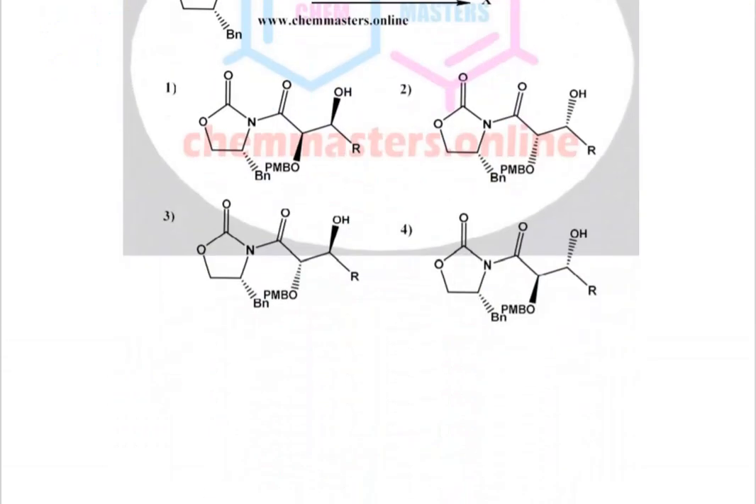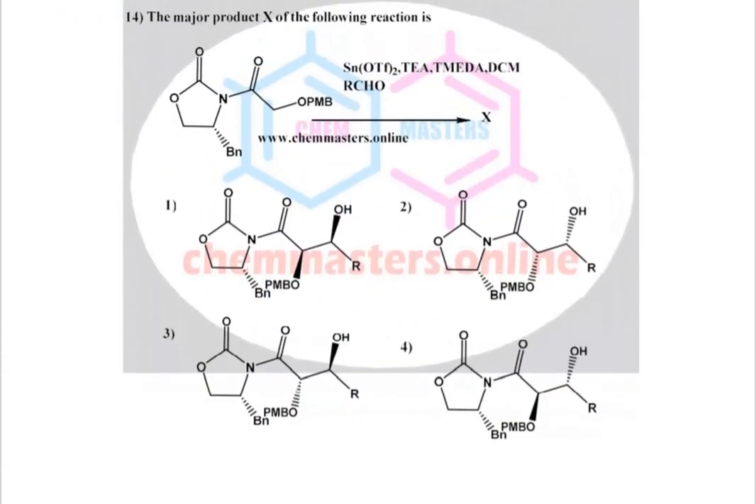And next question: the major product X of the following reaction is. Here is another more advanced question. So we have tin. We know that tin can coordinate at multiple sites. Just take it as multiple sites. So here we have oxygens with lone pairs of electrons. These three oxygens can coordinate with tin.